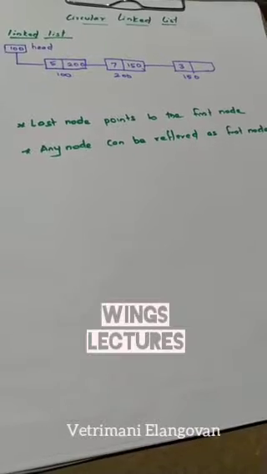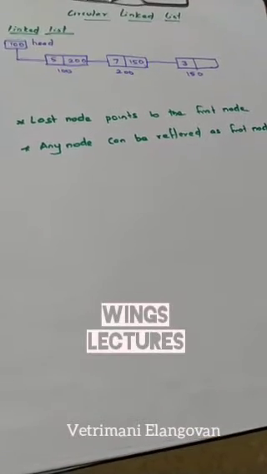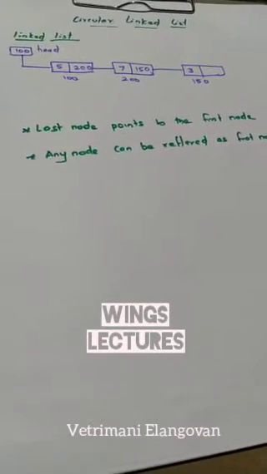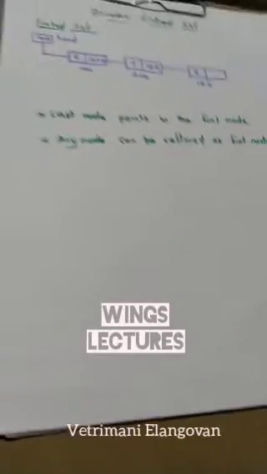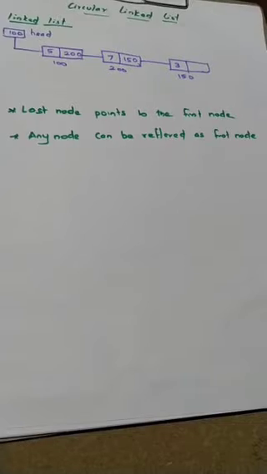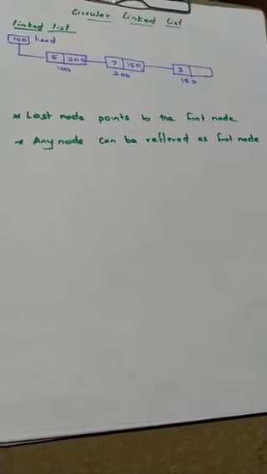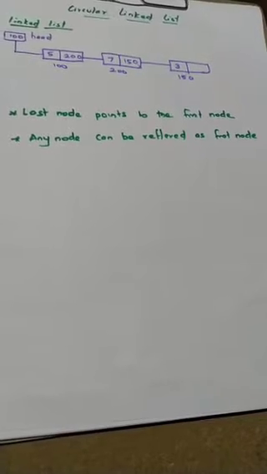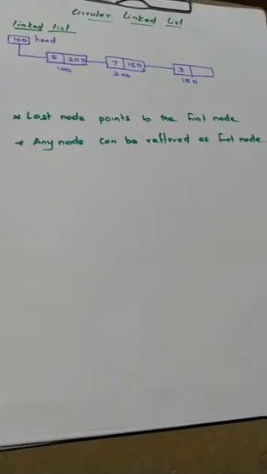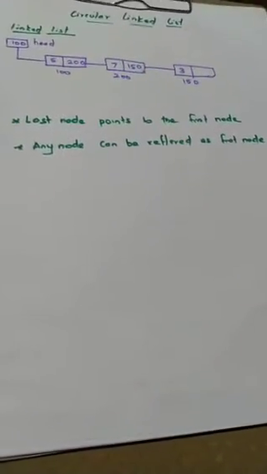Today we are going to see circular linked list and its implementation. Here we go. First, I just want to explain what is circular linked list. A circular linked list is a linked list where the last node points to the first node. That's the difference from a normal linked list.